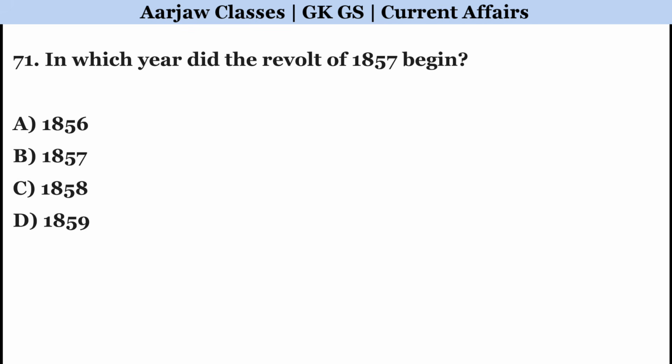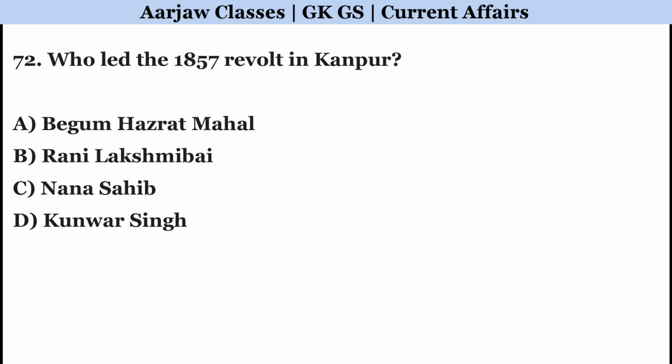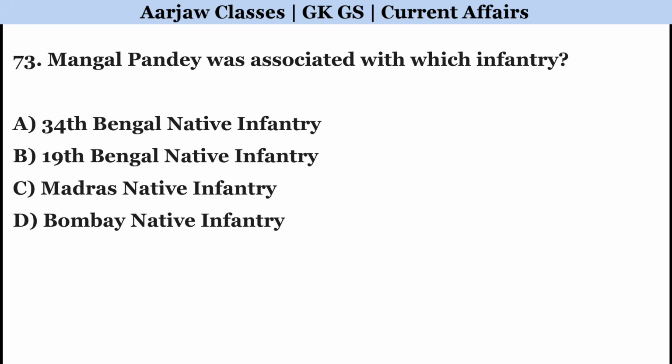In which year did the revolt of 1857 begin? Correct option is B. In 1857. Who led the 1857 revolt in Kanpur? Correct option is C. Nana Sahib. Mangal Pandey was associated with which infantry? Correct option is A. 34th Bengal Native Infantry.